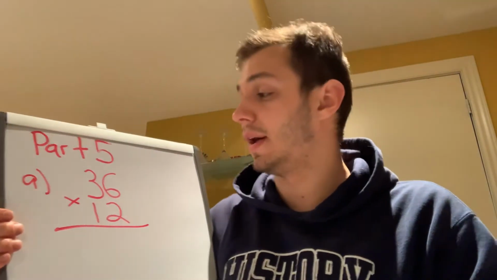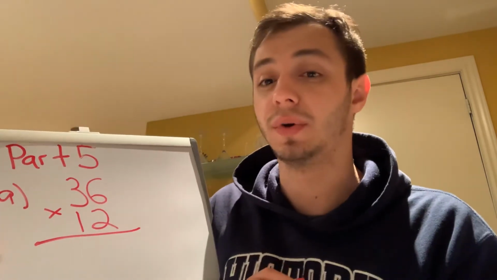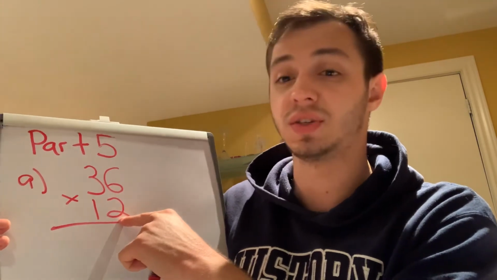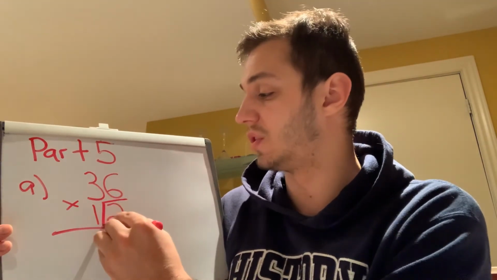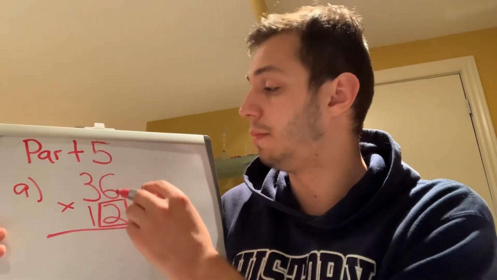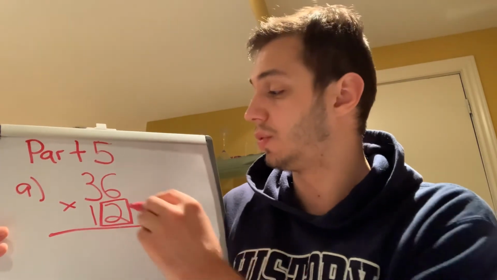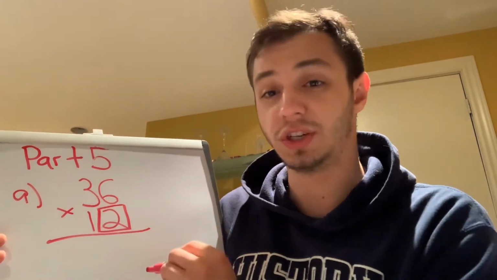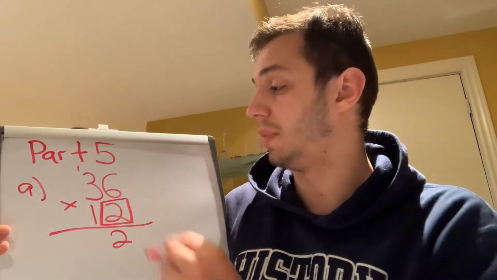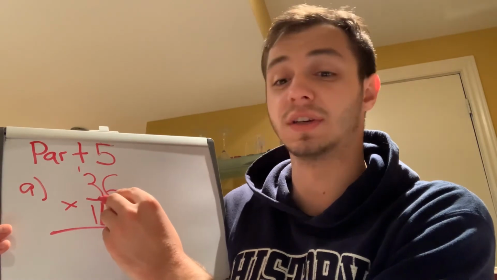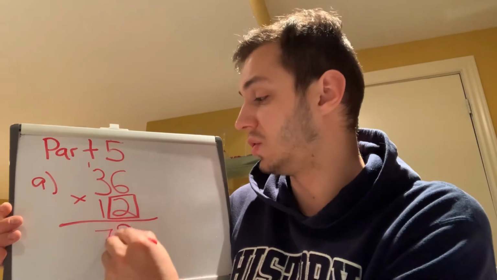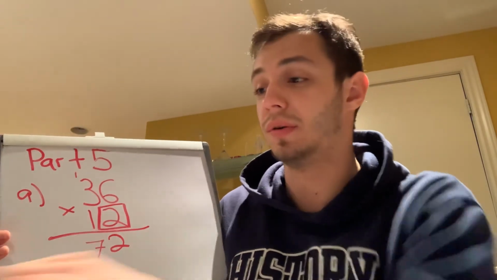So when we're multiplying a 2-digit number by a 2-digit number, we're always going to start with the bottom corner. So we're going to start with this 2. This is going to be the first number we're going to look at. And what we're going to do with this 2 is multiply it by the top 2 numbers. So we're going to multiply the 2 and the 6, which gives us 12. I'm going to carry the 1. And then I'm going to multiply the 2 and the 3, which gives us 6, plus the 1 we carried over gives us 7. So 72 is our first number.